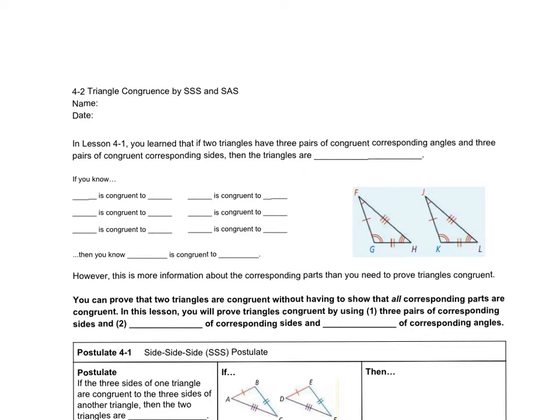All right, in lesson 4.2, we're going to talk about triangle congruence by SSS and SAS. And we'll learn what those acronyms mean in just a second. So in lesson 4.1, we learned that if two triangles have three pairs of congruent corresponding angles and three pairs of congruent corresponding sides, then the triangles are congruent. Okay, so if all of the parts of the two triangles are congruent, then the triangles are congruent.